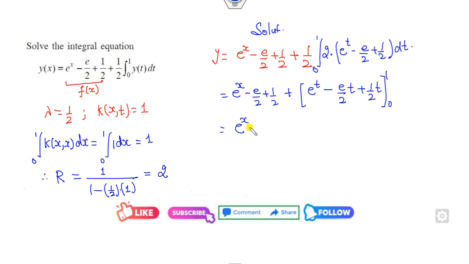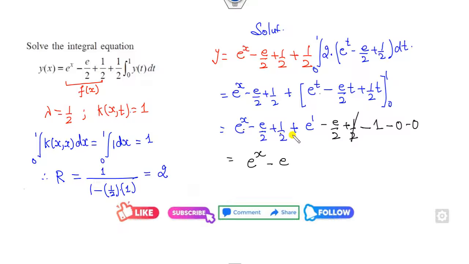So what is the right answer of this? e over 2 plus half. If you substitute the upper limit, e raised to power 1 minus e over 2 plus half, minus, if you substitute the lower limit, 1, 0 and 0. So what is the right answer of this? e raised to power x, minus e, this is my plus 1 and this is cancelled. So e raised to power x minus x is the right answer, and plus x e also. So this is also cancelled. So y is equal to e raised to power x is the right answer.